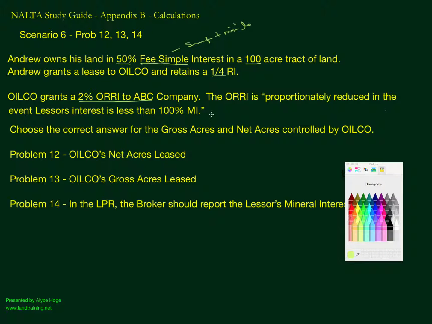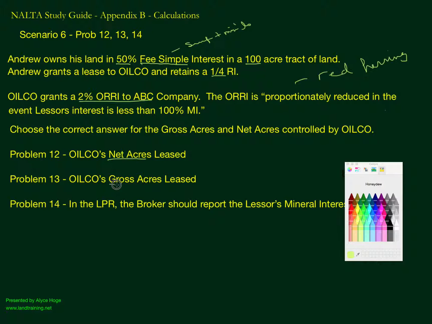Now that sounds pretty confusing, but I think this is a red herring, what we call in the law a red herring, because it doesn't really matter what the overriding royalty interest is that Oilco is granting to ABC. That is not going to affect the questions that we have to answer, which are about the net acres. It's true that it's going to be less than 100% mineral interest, but that's not going to change any of our answers. So if we look at problem 12, they want to know what the net acres leased is.